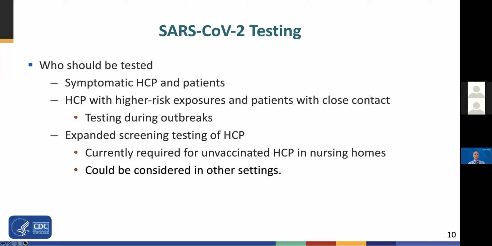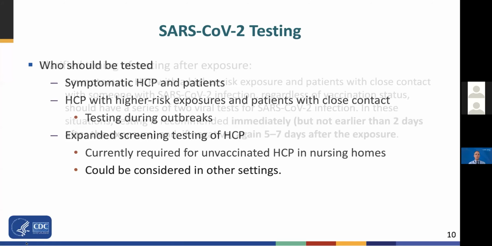The last category is expanded screening testing of healthcare personnel. This currently is required just for unvaccinated healthcare personnel in nursing homes, and basically is for people who are asymptomatic, not known to be close contacts, not in an outbreak, but just regular screening to detect asymptomatic cases. That would be the setting where it is required under the CMS regulations, and it could also be considered for other settings. Next slide, please.